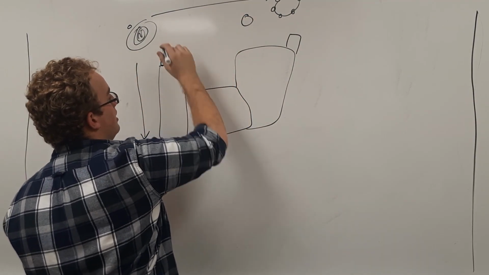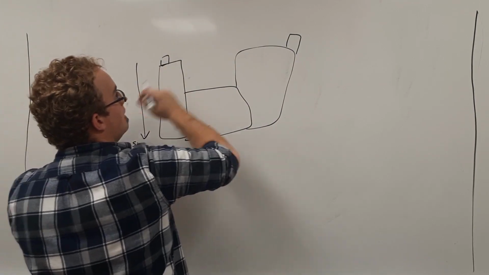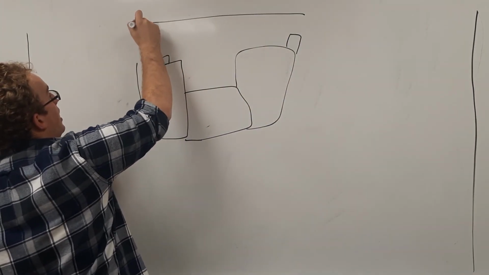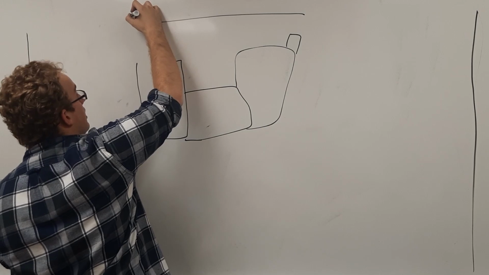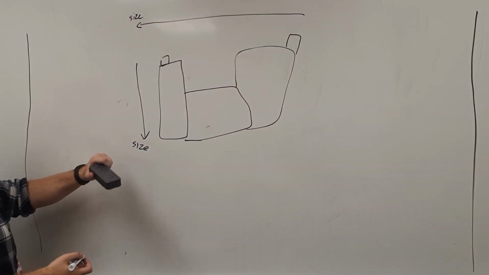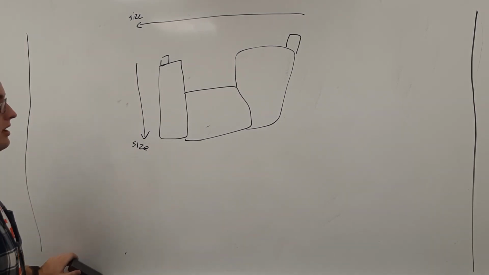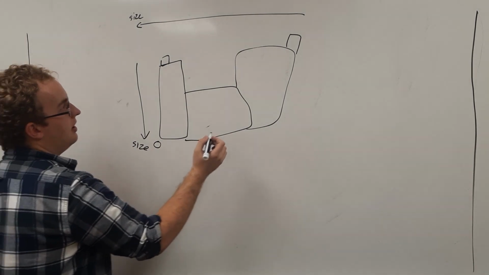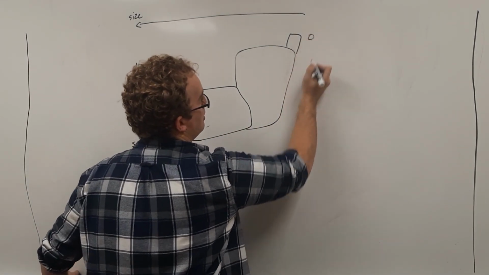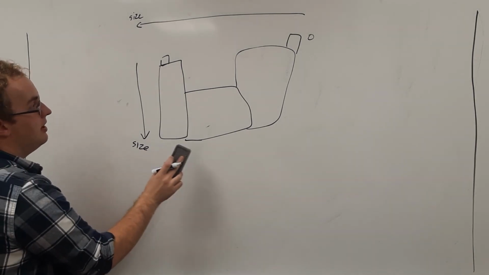So essentially, let me erase this a little bit. Your atomic size will be greatest over here, least over here, and your size will be greatest towards the bottom of the table and least towards the top. So in theory, your largest atom will be right here, and your smallest atom will be over here. Those are the trends with atomic size.